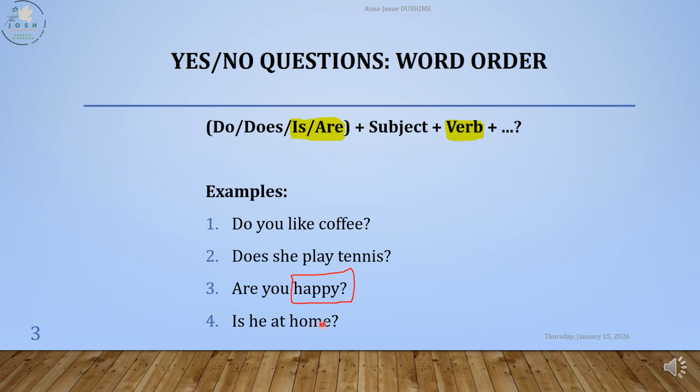Is he at home? If you see here, we have at home. This at home is not a verb, it is a noun, home. At is a preposition of place followed by a noun, the name of a place.